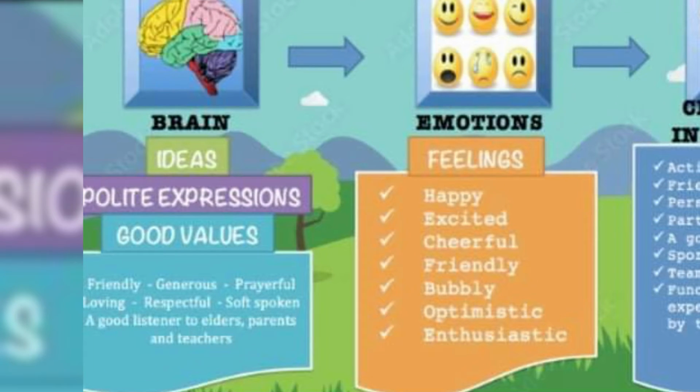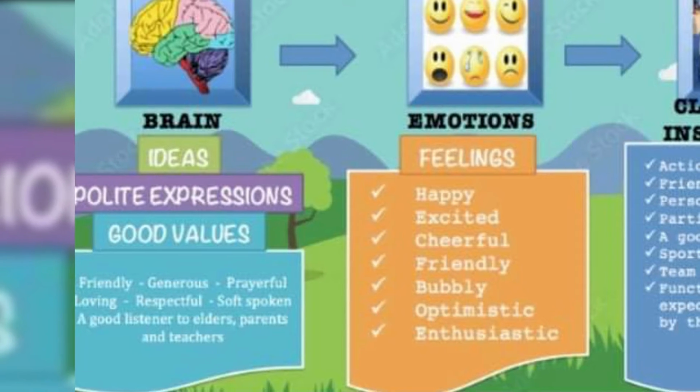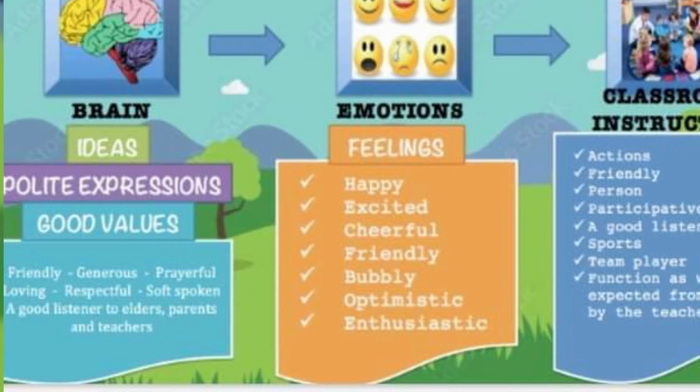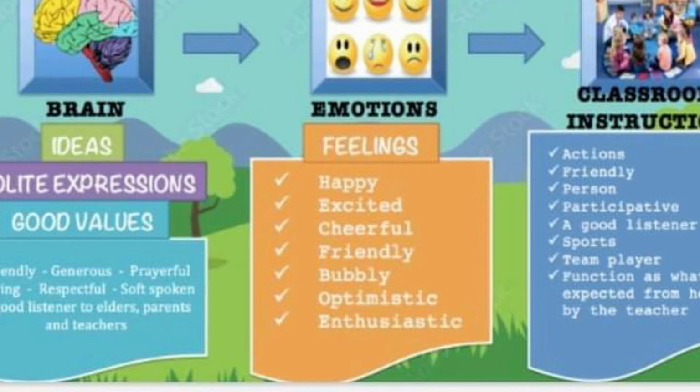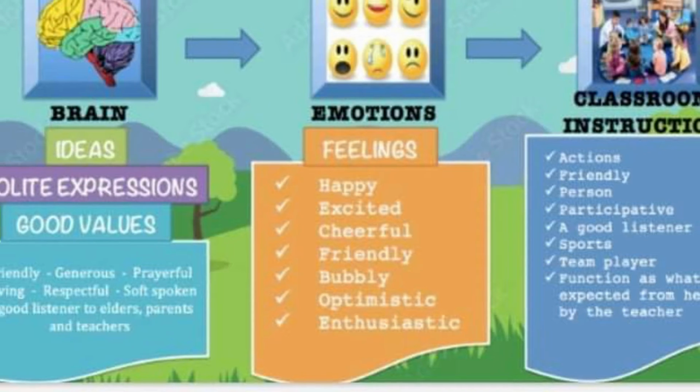mind of a child. It should be the polite expressions like saying hi, hello, good afternoon, good morning, thank you, you're welcome, like that. And good values like friendly, generous, prayerful, loving, respectful, a good listener to elders, parents, to teacher, and a soft-spoken one. Now, if all these ideas will be instilled in the mind of a child, expect that the feelings shown by the child would be a happy one, very excited in all the things that she is doing, very cheerful, and very friendly, and then very bubbly and optimistic and enthusiastic in all that he or she is doing.